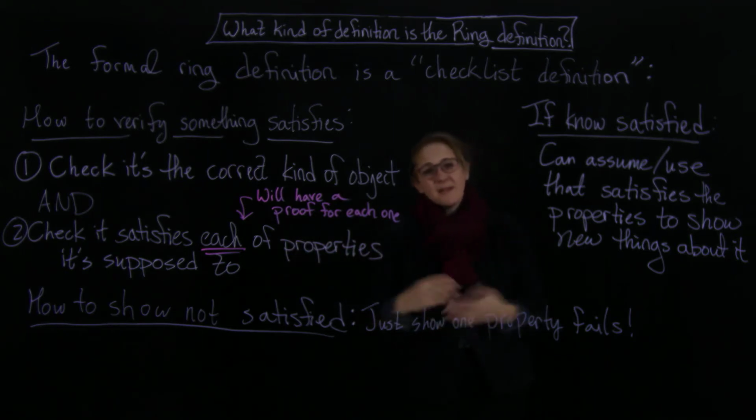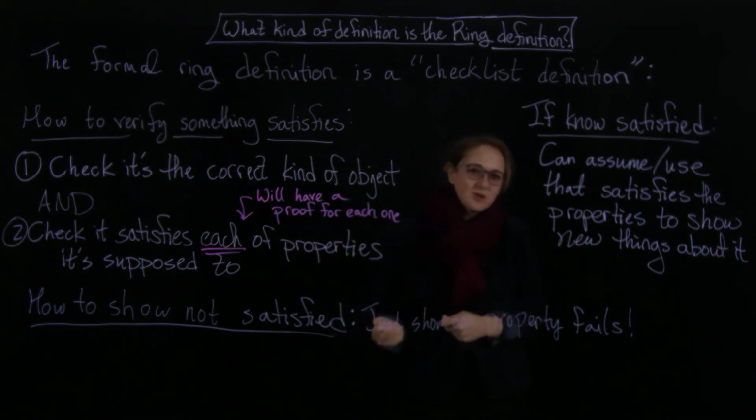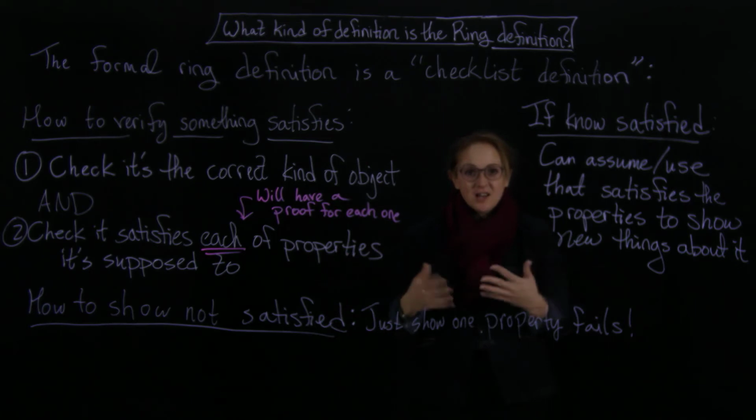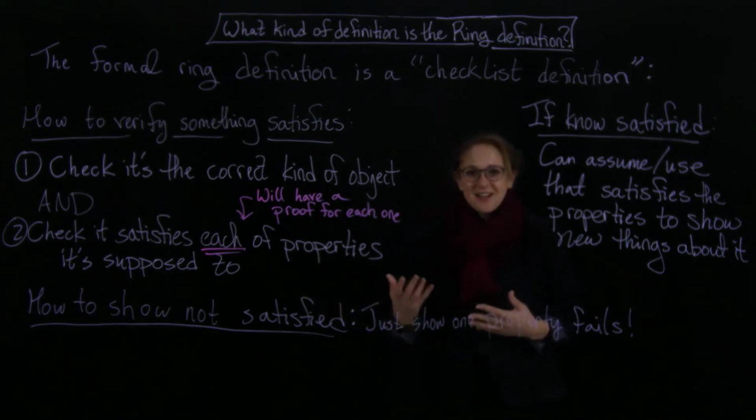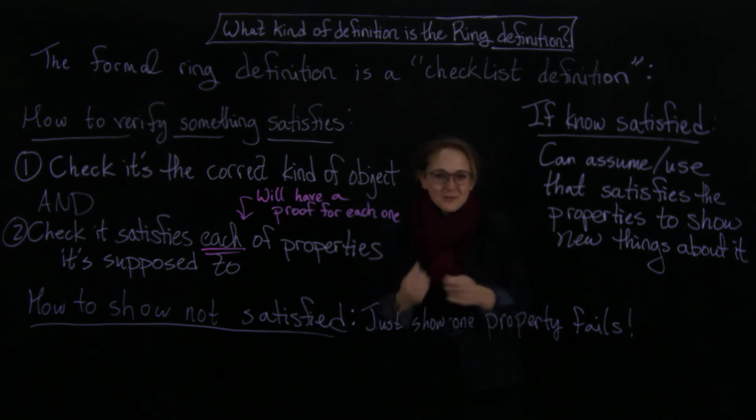But if you know it's satisfied, then you have all these properties to work with. The ring definition has a lot of things to work with, and there's actually a lot of things that satisfy it. So it's nice to have something where you have so many properties to work with.